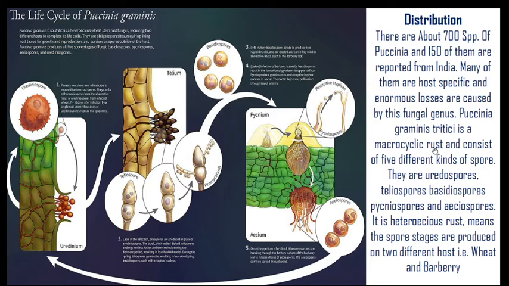This macrocyclic rust disease consists of 5 kinds of spores, that is Uredospores, teliospores, basidiospores, pycniospores, aeciospores. So it is heteroecious, where hetero means different, 5 different types of spores can develop, which means the spore stages are produced on 2 different hosts, that is wheat and barberry. So first of all, this is the diagrammatic representation of a life cycle.